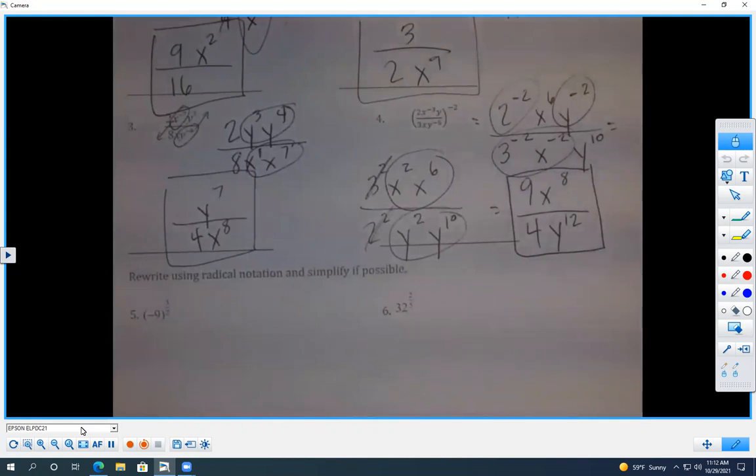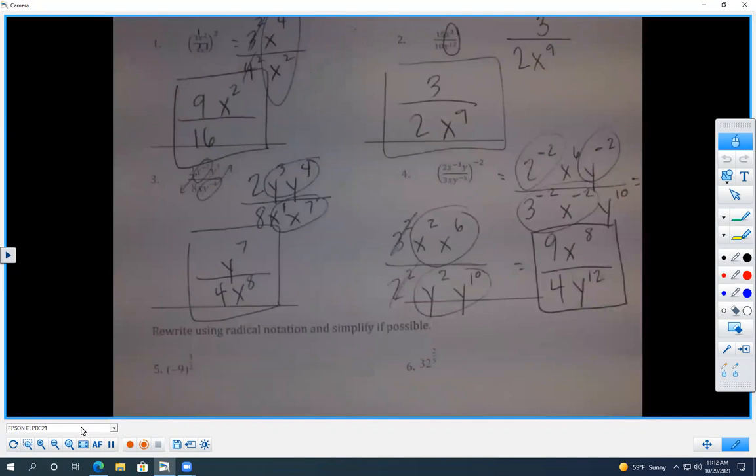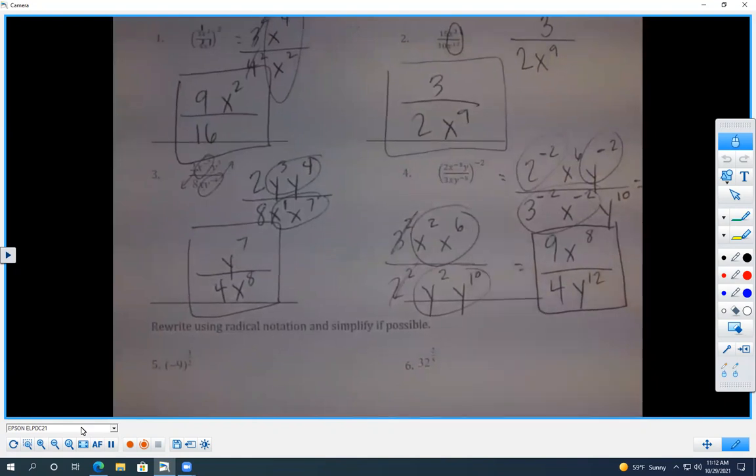Questions about that? Okay, so that's exponent rules. They're not gonna be any harder than that. They might be easier than that, but if you can handle the one we just did, you should be good on basically any problem that you get on your test.